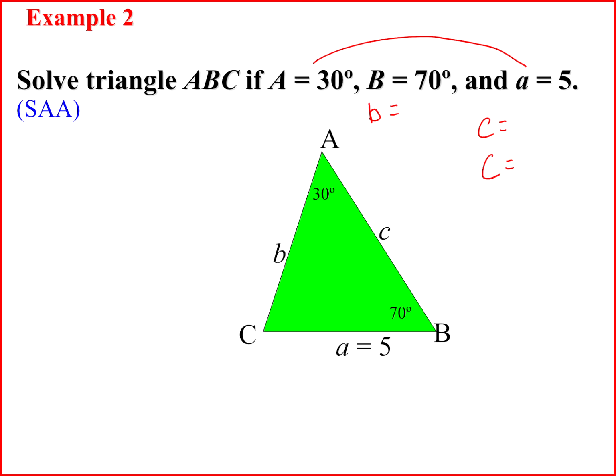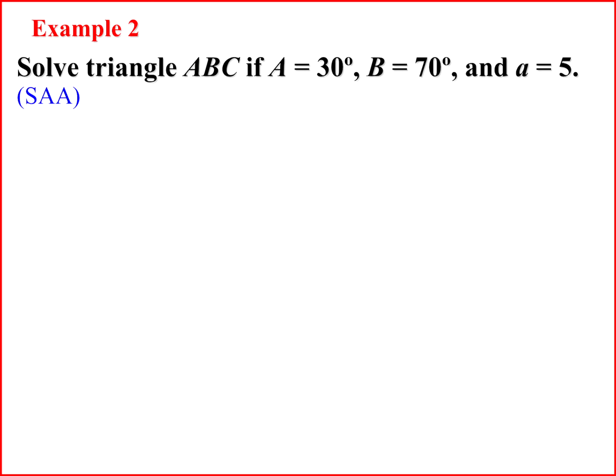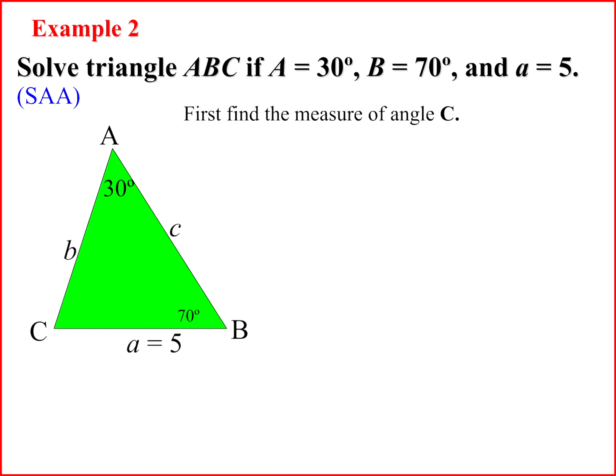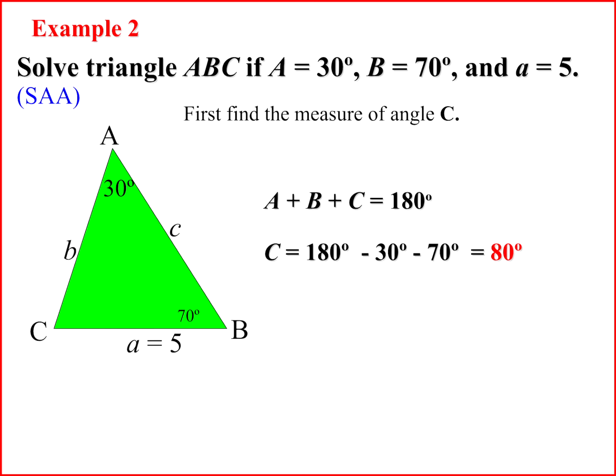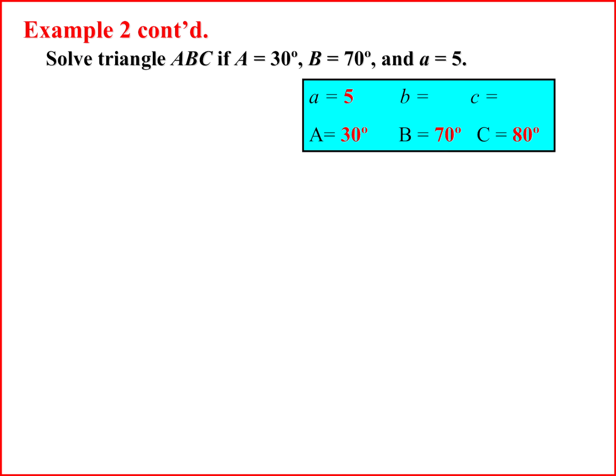So again, first thing we want to do is find our angle right here. So we have 180. These two, 30 and 70, add to 100. That means this is going to be 80 degrees, right? So we know our angle C is 80. So this is all the information we know so far.